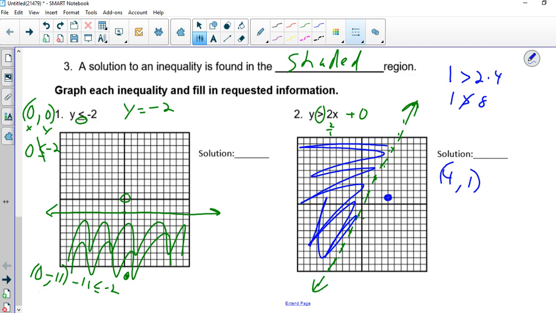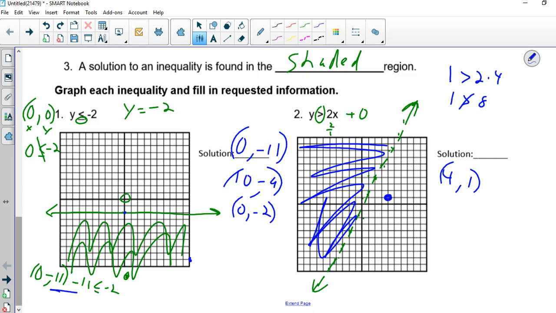Now, when asked for a solution, I skipped over, I'm sorry, any number that works. Any number. So down here, we tested (0, -11). That's a solution. How about down here? That's in the region. That's (10, -9). That's a solution. So basically, you pick any number in the shaded region. And actually, you could even pick a number on the line because since it's a solid line here, that is in the answer. So this one, (0, -2), would work.